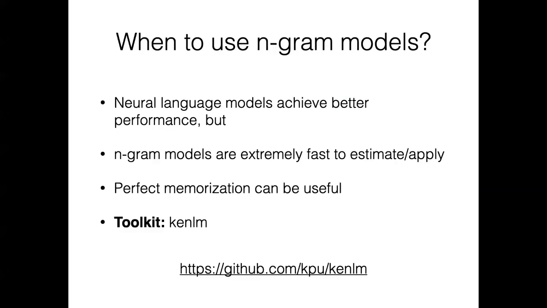So with all of this said, there's been a lot of research on n-gram models, and they are still used in some use cases. One thing is they're extremely fast to either train or use. And the other thing is that they kind of perfectly memorize things from their training corpus because they're just based on this counting. And so sometimes, these two properties can be useful.